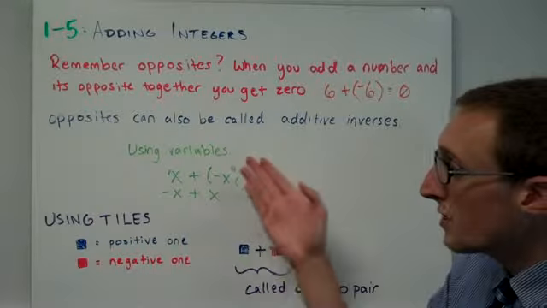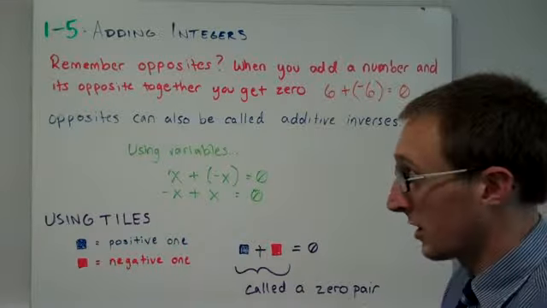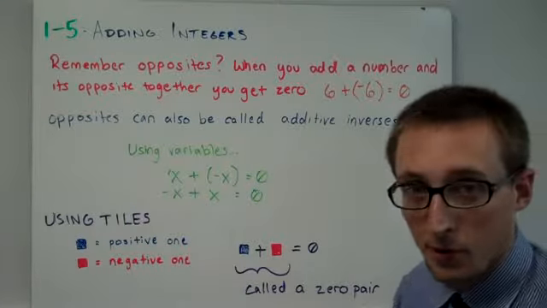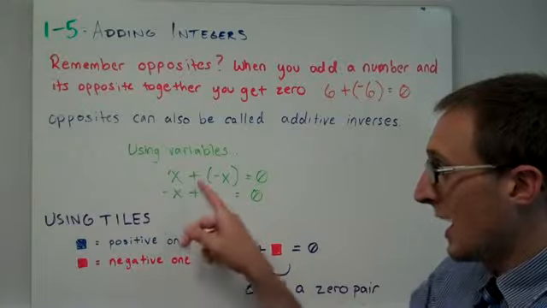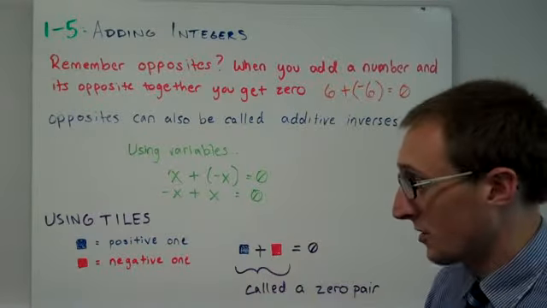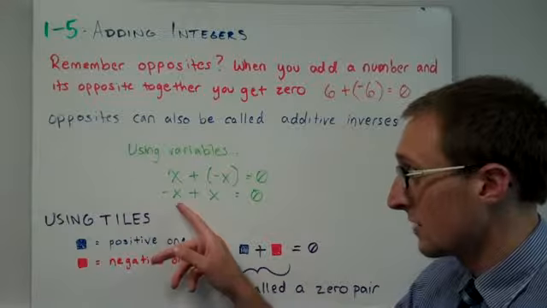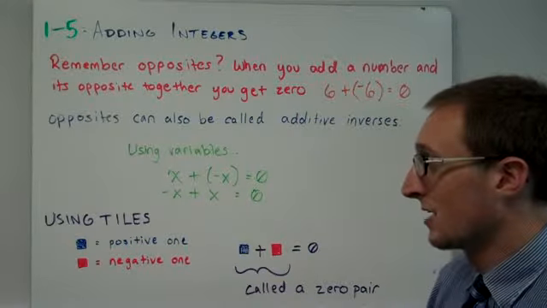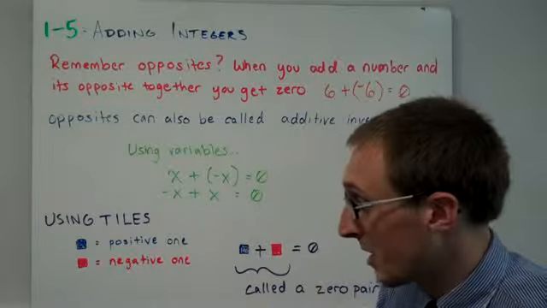Okay. Using variables, since we're getting into algebra thinking, if I have x, which can represent any number in the whole wide world, and I add it with the opposite of x, it has to equal 0. And vice versa. If I have a negative x, and I add it with the opposite of negative x, it also has to equal 0.